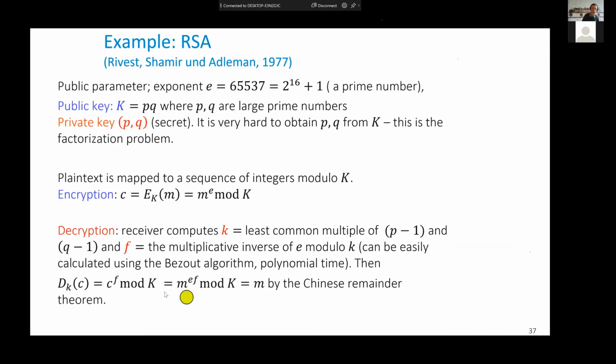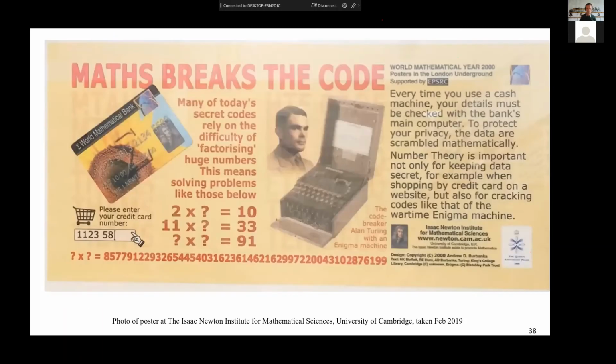Then the computation, the decryption, consists in taking the ciphertext and computing it to the power f, because it turns out that if e and f are inverse modulo little k, then m to the power ef is the same as m to the power 1, which is m. Why? Well, it's not entirely obvious. In fact, it's not at all obvious. It's called the Chinese remainder theorem, and this is the basis of that.